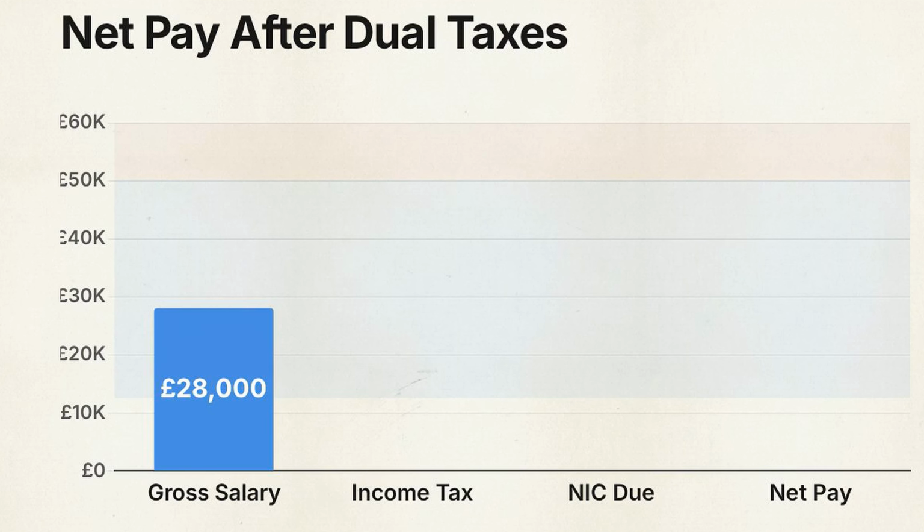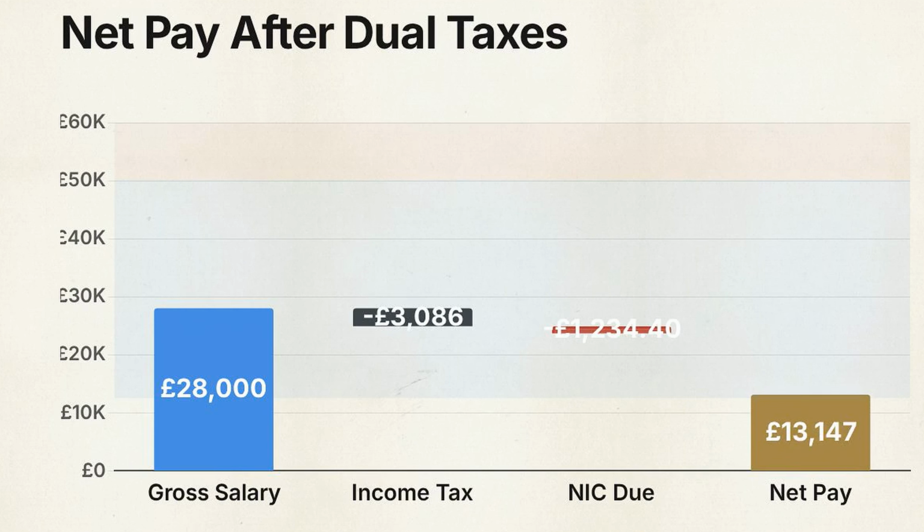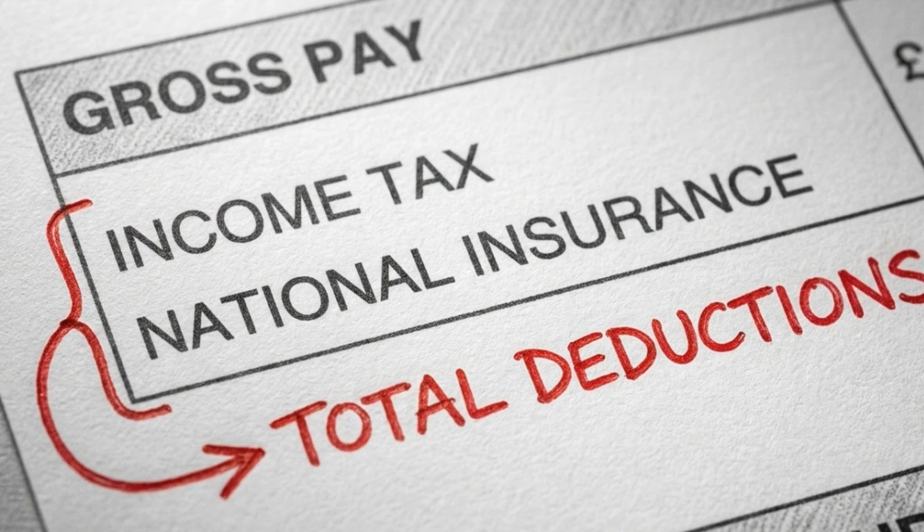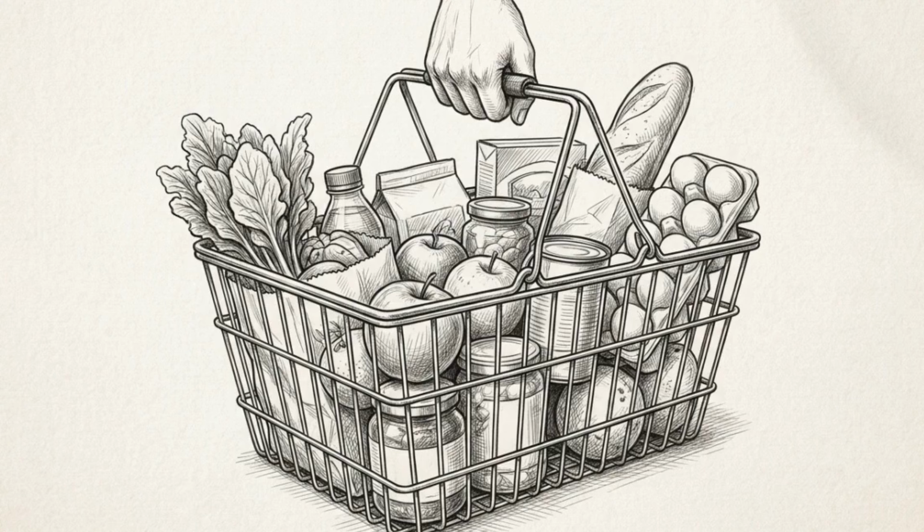Using Emma's £28,000 salary again, we can see exactly how much of her income is exposed to this second tax. Her earnings clear the free allowance, leaving £15,430 within the 8% band. Multiplying that by 8% yields a liability of £1,234.40. When we subtract both the income tax and the NICs from Emma's gross salary, her net take-home pay is £23,679.60. While politically treated as separate entities, income tax and NICs function mechanically as a combined direct progressive tax on the working population.